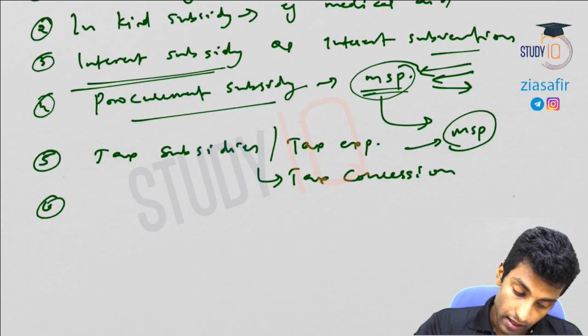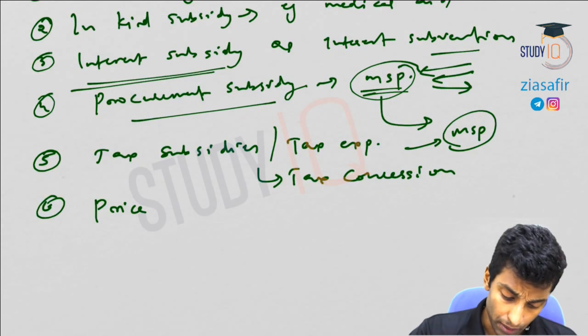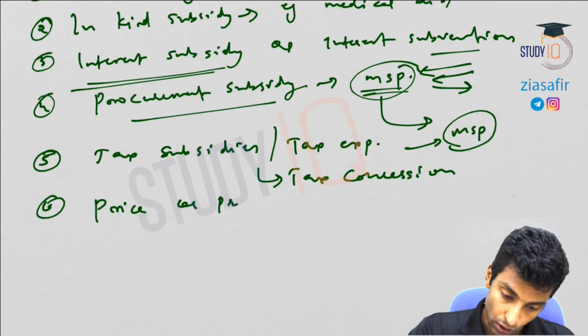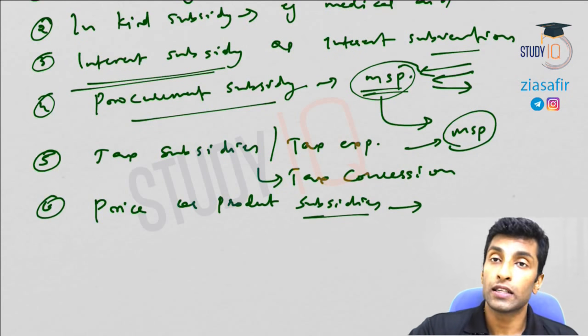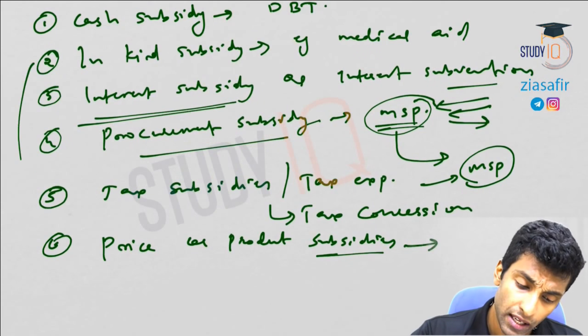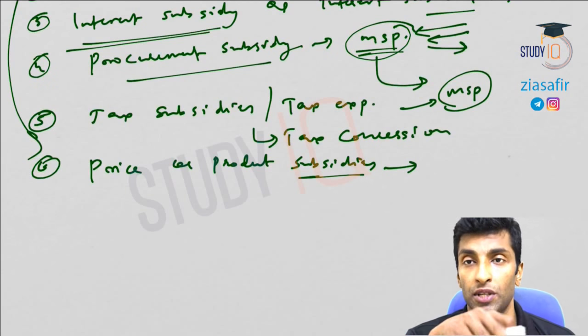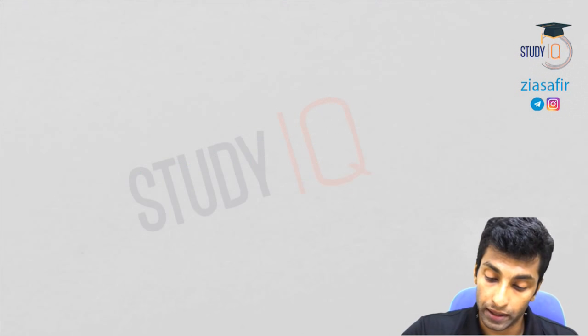Okay, then price or product subsidies. Most of the subsidies are product subsidies. These are provided for specific products. In-kind subsidy is also a kind of product subsidy only. Broadly, you can classify these subsidies into either cash subsidy or product subsidy. So it will fall into that.